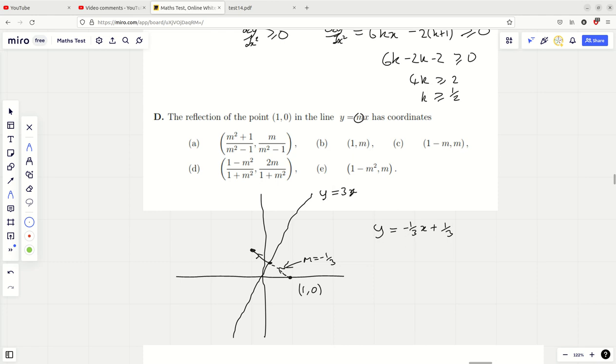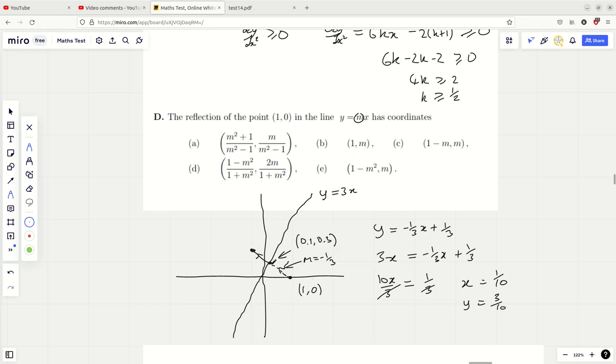I now need to find where it hits this line. So equate the two, solve it, and you're going to get, that's 9 thirds, so plus a third, 10x over 3 equals 1 third. So x is going to be 1/10. And that's the coordinate where it hits there, and that looks about right. And when x is 1/10, y is 3/10. Great, that gives us a way, if I can just point at that one and say it's 0.1, 0.3.